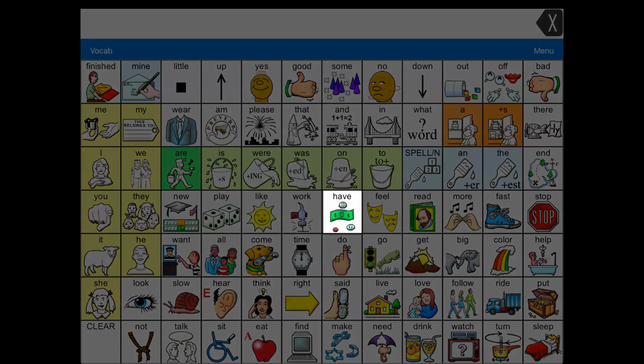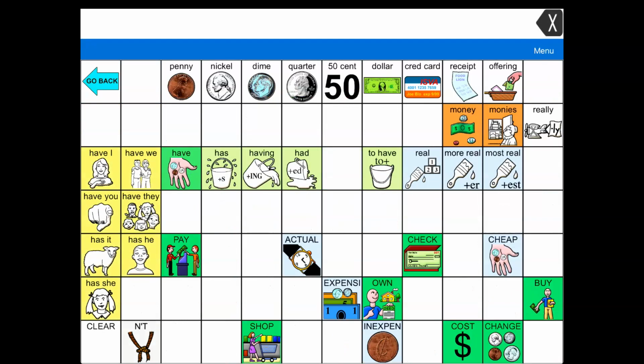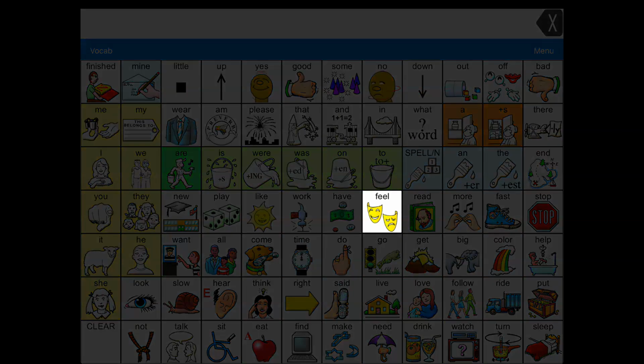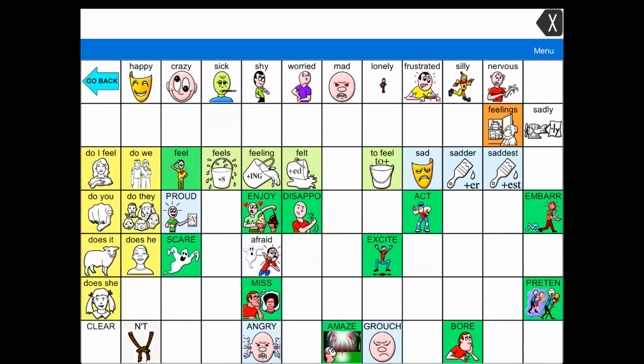Our next one is have. Notice that this one has a dollar bill and a couple of coins on it because I have money. When we go in here, we find our money words across the top. The next one is feel. We have the drama masks there with happy and sad showing. And when we get in here, we get a lot of words involved with emotions. And across the top, we get a lot of nice emotions.